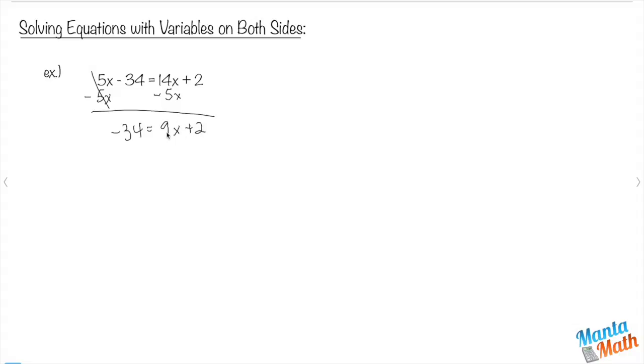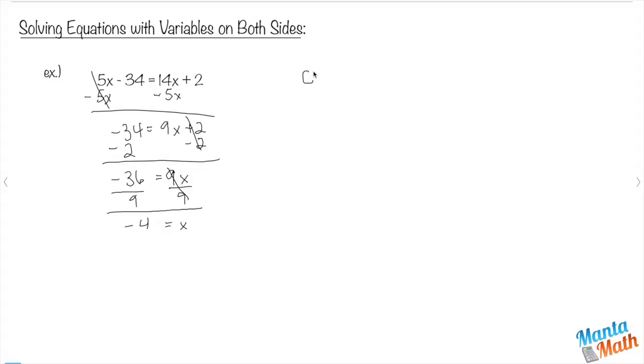We want to keep this 9x on this side, so we have to do something to this plus 2. The opposite of addition is subtraction, so subtract 2 from both sides. This cancels out, and we're left with 9x equals negative 36. Then you want to divide both sides by 9 to get x by itself. This cancels out, and x equals negative 4.